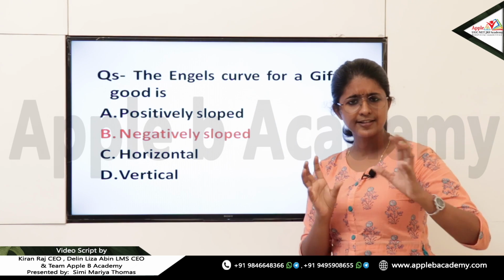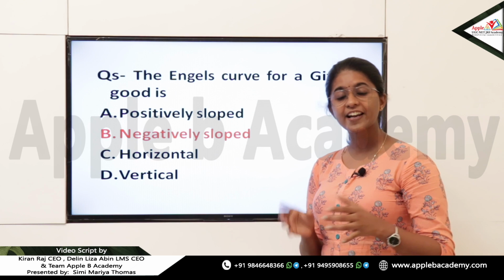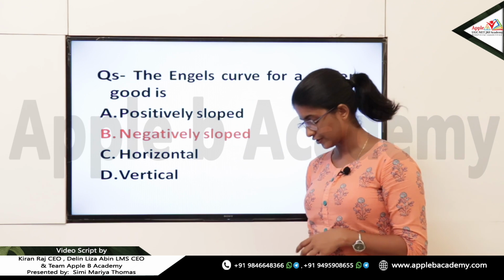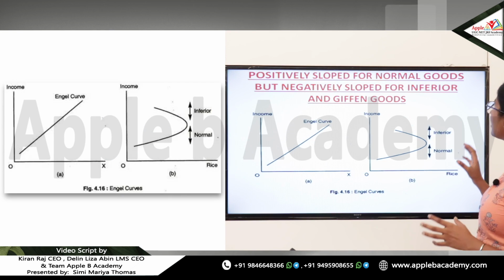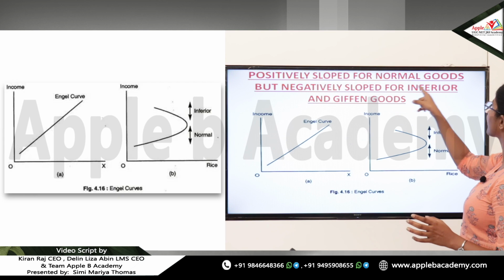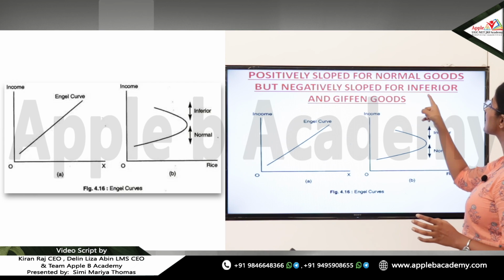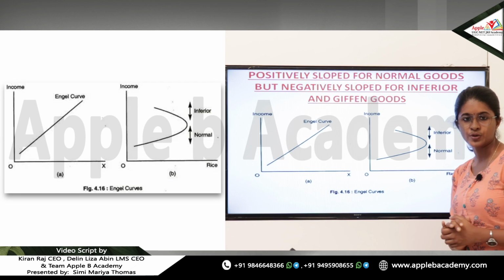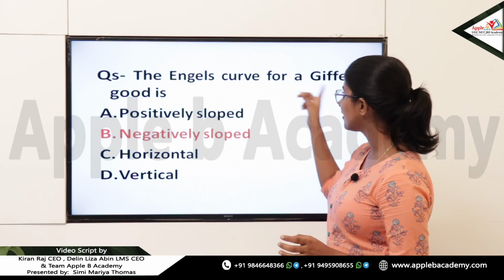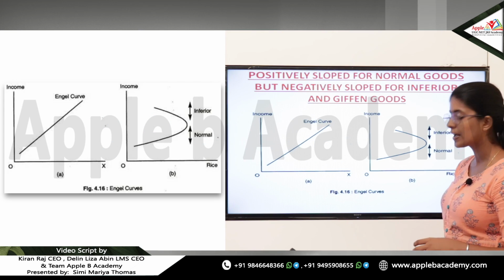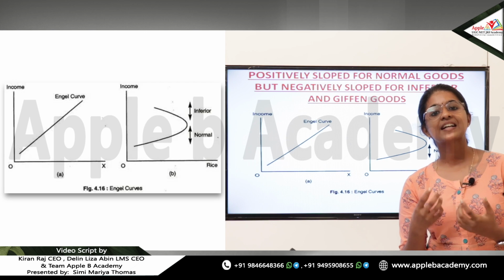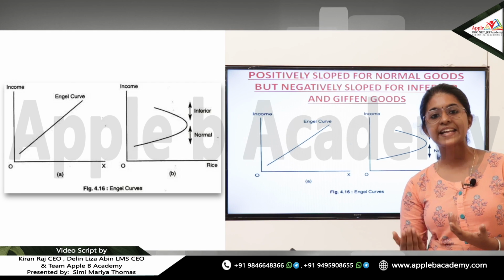So we have learned what the Engel curve is explaining, and now we have to see what the slope of the Engel curve is when it is a Giffen good. The Engel curve will be positively sloped for normal goods, but negatively sloped for inferior and Giffen goods. The Engel curve for a Giffen good is negatively sloped, because when the income of a person increases, the consumption of the good decreases.